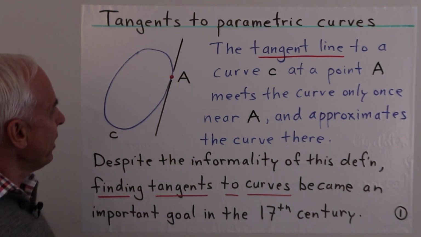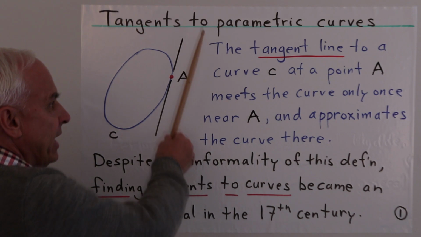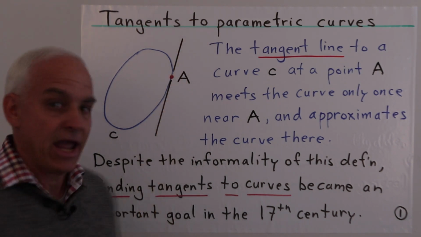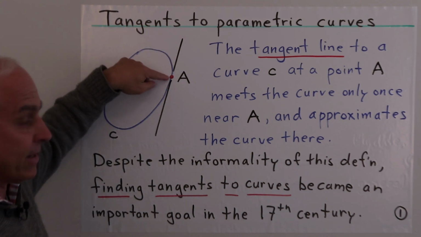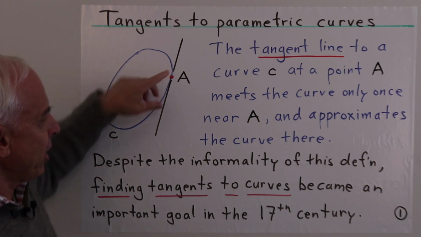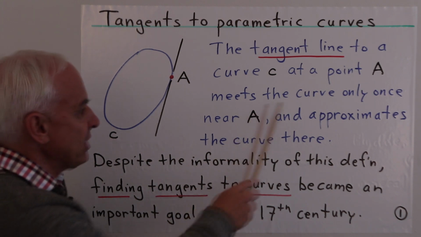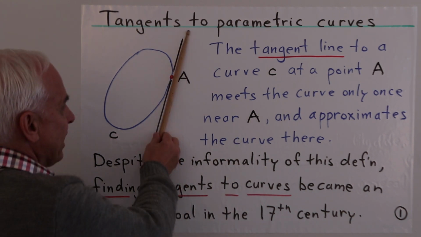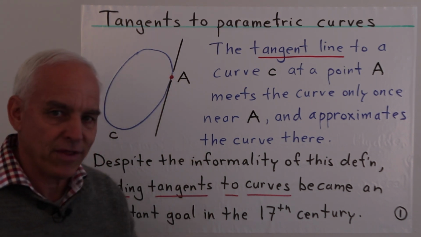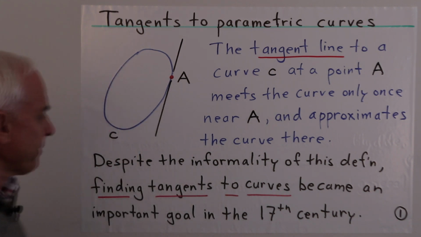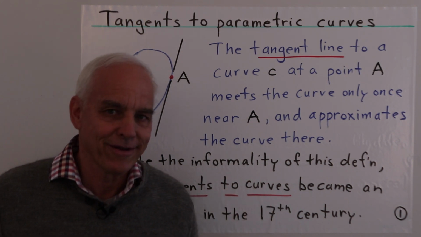So here's the basic story. We have a curve and we have a point on the curve, and we're interested in getting a hold of this line, this tangent line to the curve at the point, which best approximates the curve near that point. All right, so that's a kind of geometrical definition. The tangent line to a curve at a point meets the curve only once near A and approximates the curve there. So if we magnified the region around there, then the curve and the tangent line would look pretty close. Okay, this is rather an informal definition, so we should just take this as an initial orientation.